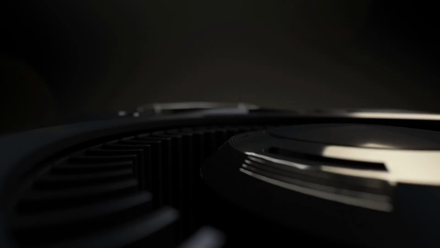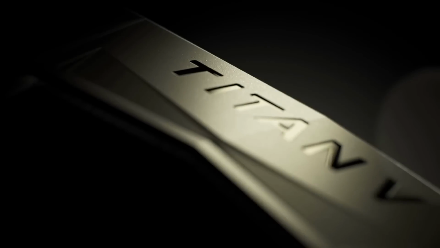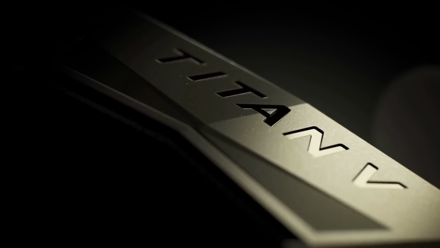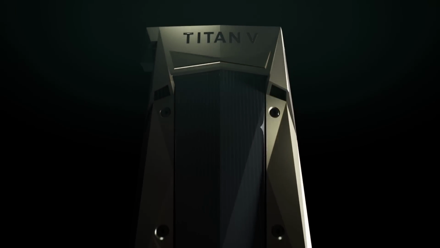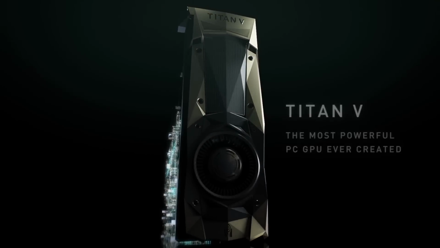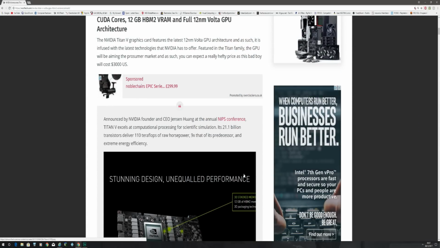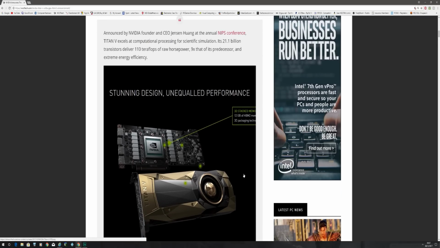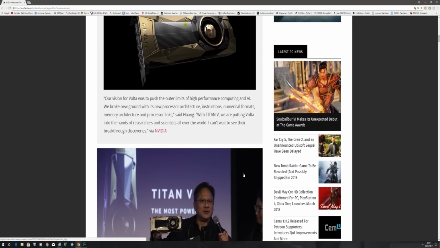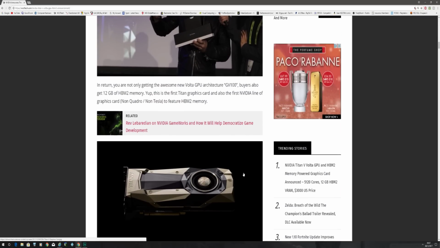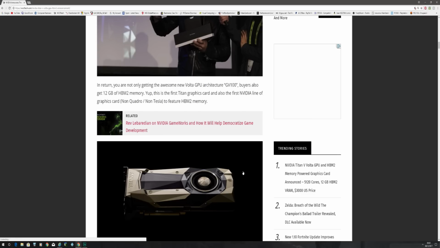All I can say is wow to the specs. I mean, this thing is absolutely insane. 21.1 billion transistors with over 110 teraflops of raw horsepower, 9 times that of its predecessor apparently, and extremely energy efficient, still working in between the 250 watt power limit, which is just incredible. I don't really know what to say.